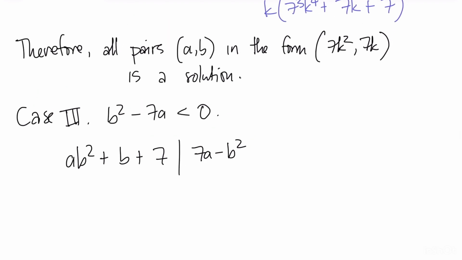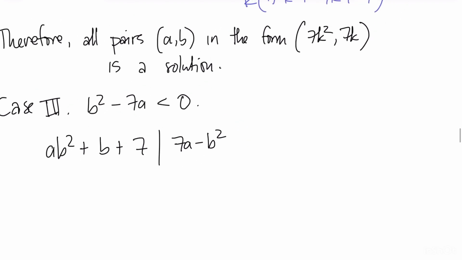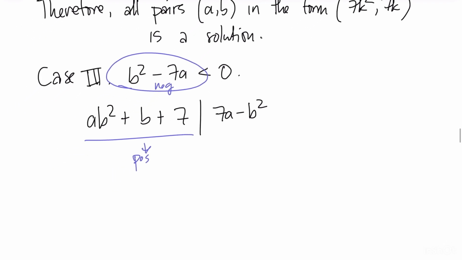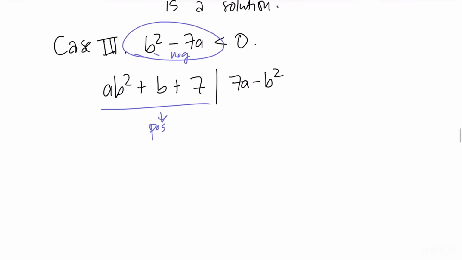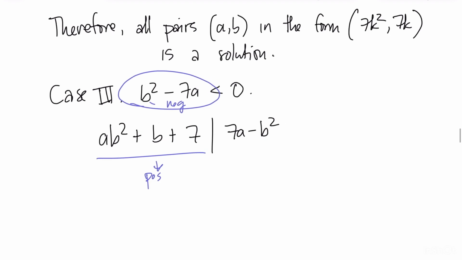The reason that it divides 7a minus b squared is this is negative. So this is negative and this is positive. And the only way for a positive number to divide a negative number is if it also divides the positive value of this, which is 7a minus b squared. This is achieved by just negating it. So this is negative b squared minus 7a.